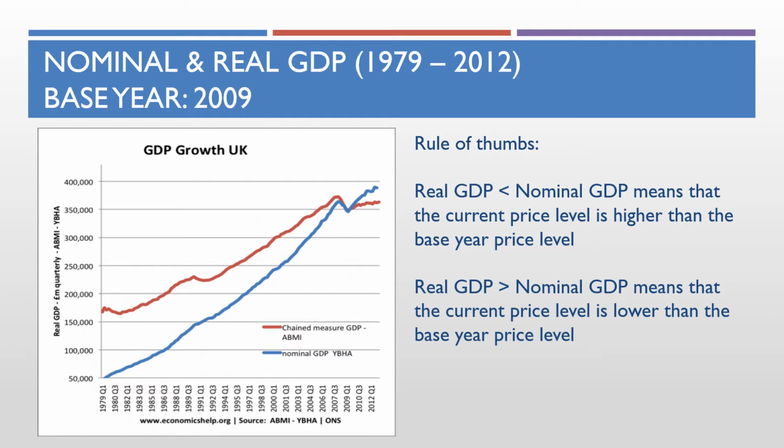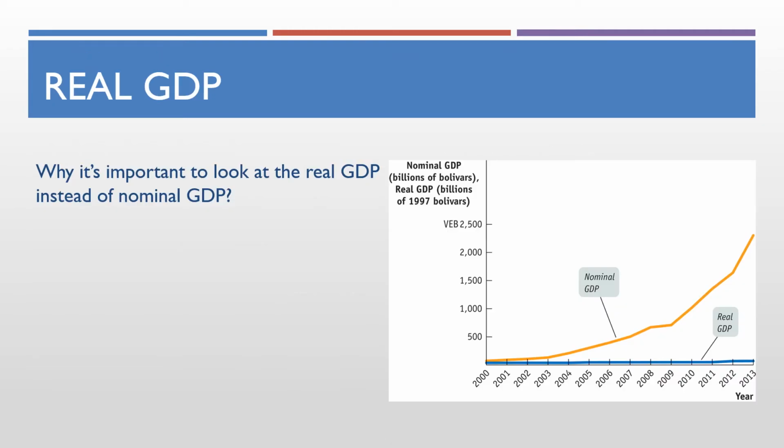So the blue line represents the prices in the current periods, and the orange line reflects the price level in the base year. Therefore, this graph also tells us something about the inflation overall in the UK. When the blue line is above the orange line, that basically means the current price level is higher than the base period, or base year, that we use to calculate the real GDP.